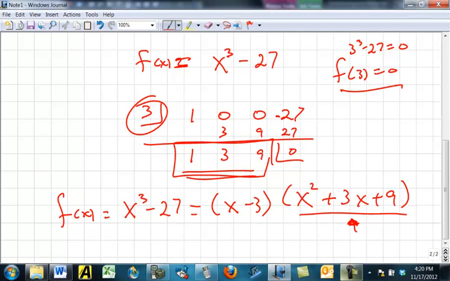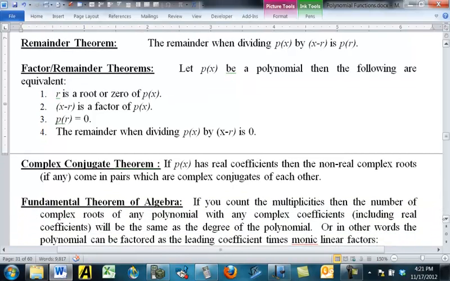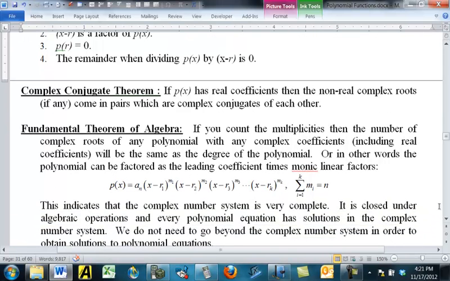Alright, so let's take a look back at our notes. It turns out the following are the same thing. To say r is a root of p of x, or r is a zero of p of x, x minus r is a factor of p of x, p of r equals 0, and the remainder when dividing p of x by x minus r is 0. So those are all equivalent. That's called the factor and remainder theorems. We also have the complex conjugate theorem. If p of x has real coefficients, then any non-real complex roots, if any, must come in pairs, which are complex conjugates of each other.